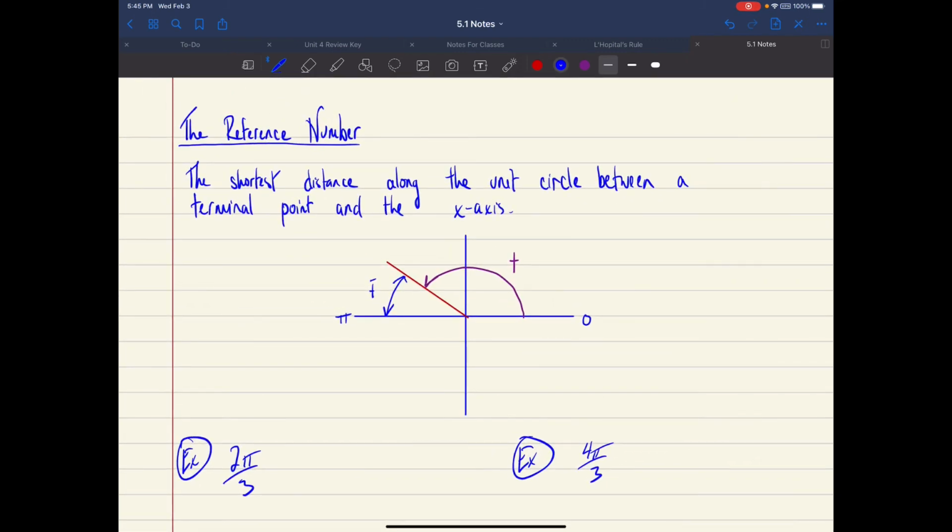All right, so here's another one. I have a little diagram drawn here. This is the reference number. The reference number is the shortest distance along the unit circle between a terminal point and the x-axis. If we're given an angle, in this diagram the angle given would be t, in purple. Then t bar, in blue, would be the reference number.